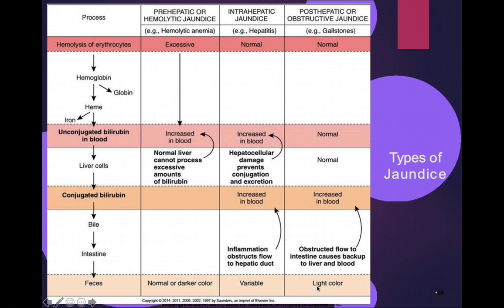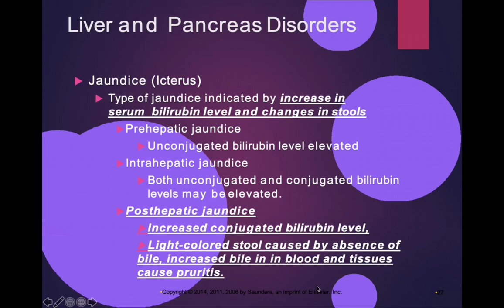What happens to the bowel? It's much lighter in color. So the type of jaundice is indicated by the increase in serum bilirubin levels and the changes in the stool. So we can't be afraid to ask about the color of the stool.